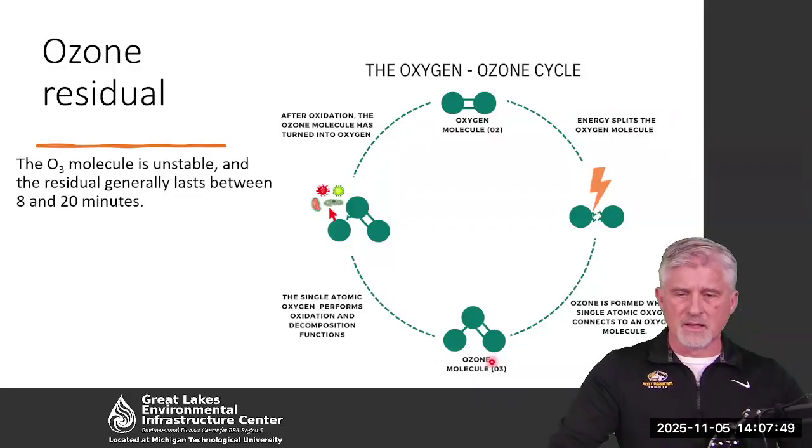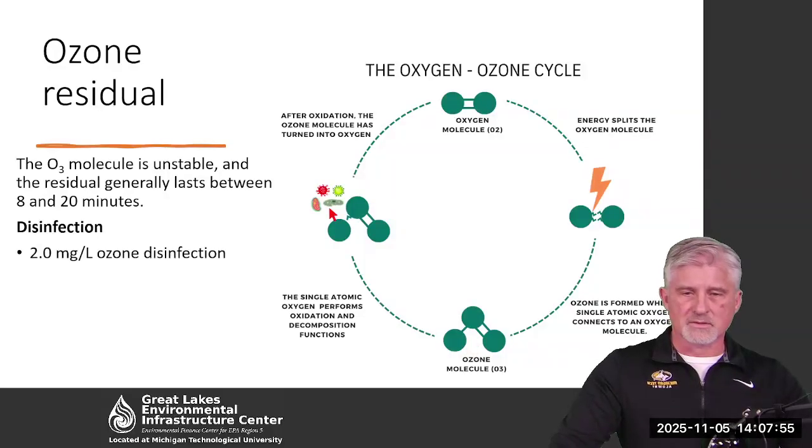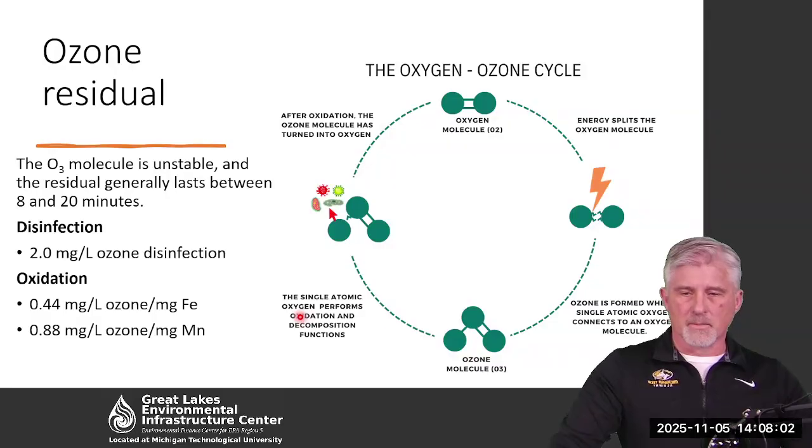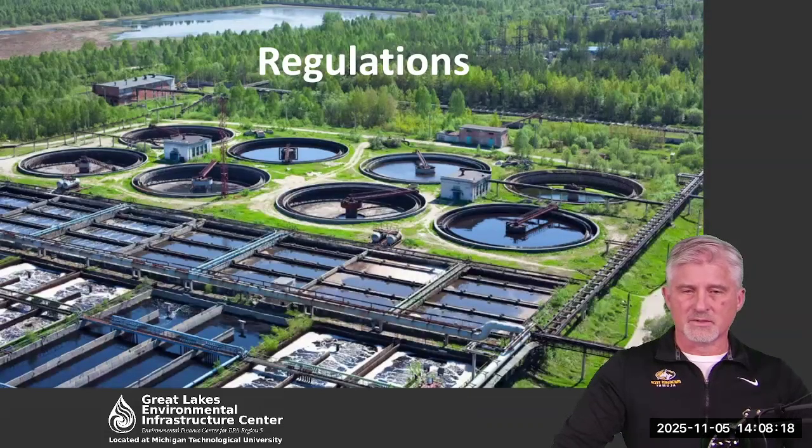This O3 molecule is pretty unstable, and it generally lasts for about 8 to 20 minutes. So for disinfection, we want to aim for 2 parts per million ozone, and oxidation of iron is 0.44 parts per million per milligram of iron, and 0.88 parts per million per milligram of manganese. So that covers pretty much the disinfection stuff.